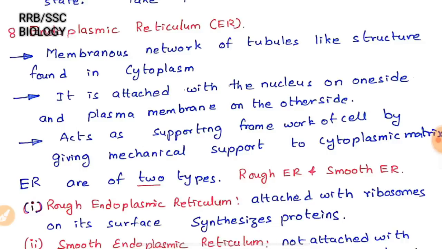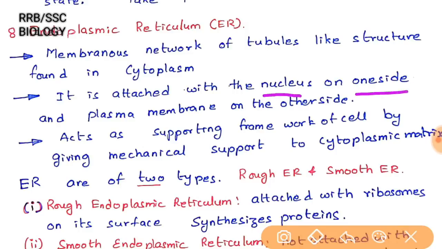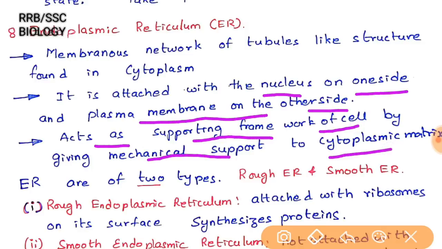So endoplasmic reticulum is a membranous network of tubule like structures found in the cytoplasm. It is attached with the nucleus on one side and plasma membrane on the other side. It acts as a supporting framework of the cell by giving mechanical support to the cytoplasmic matrix. See friends, this is not just a network. If you build a big stadium kind of thing, first of all they will build the steel structure, which is a skeletal structure, which gives mechanical support for the whole stadium.